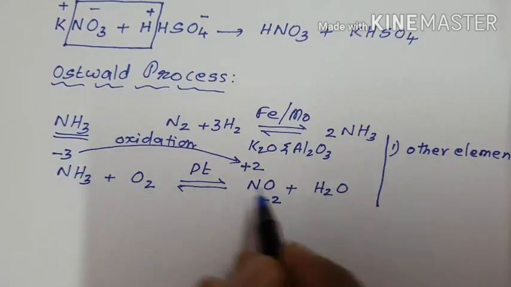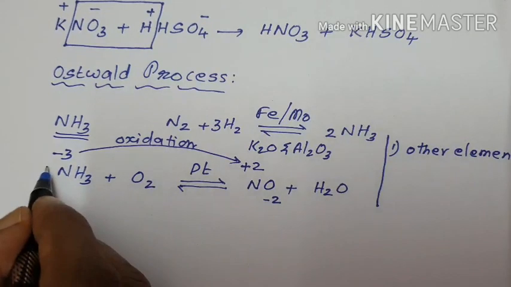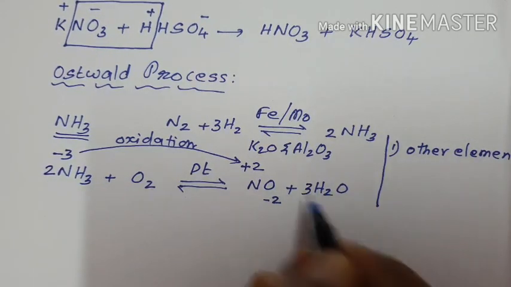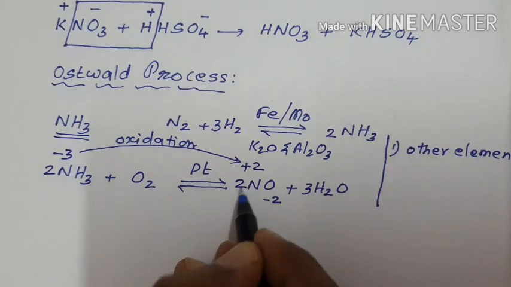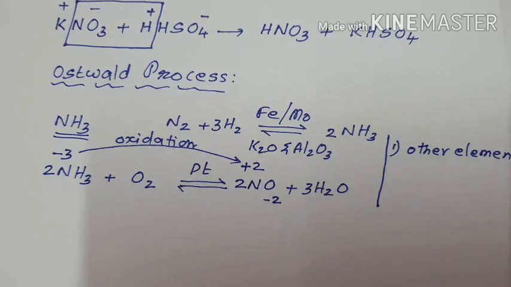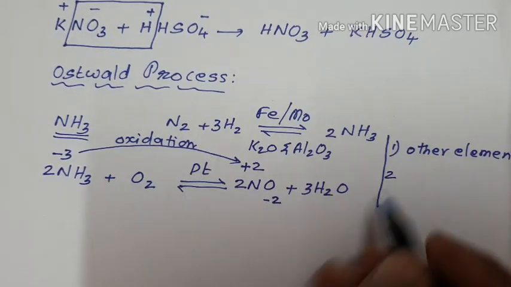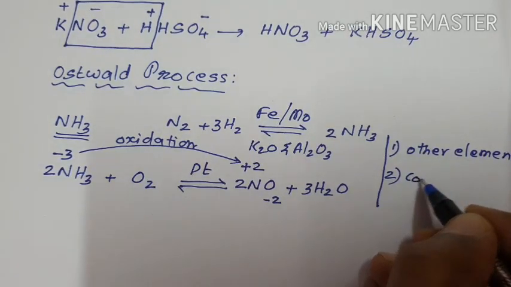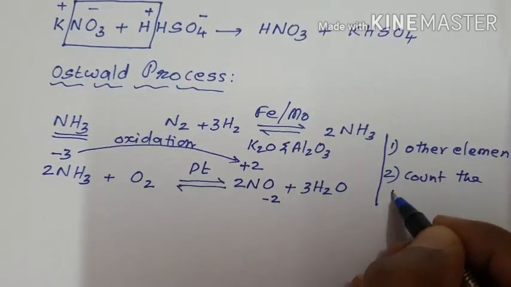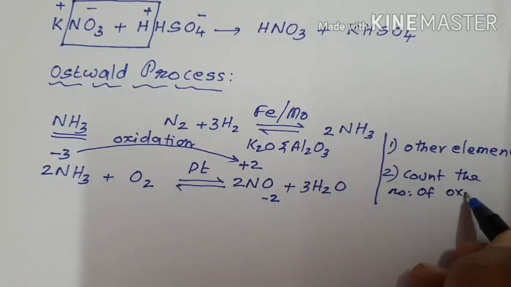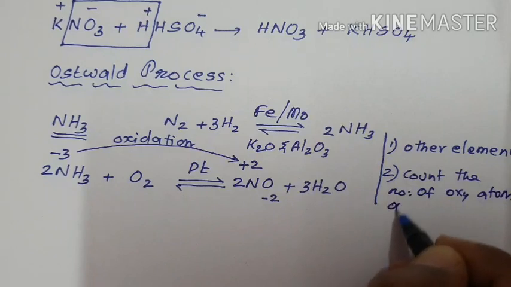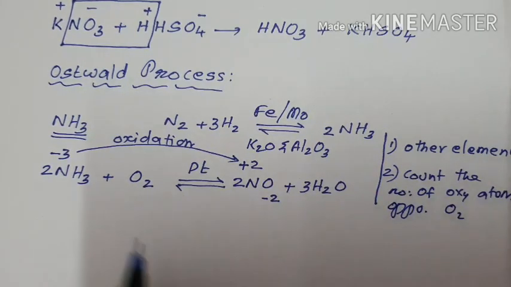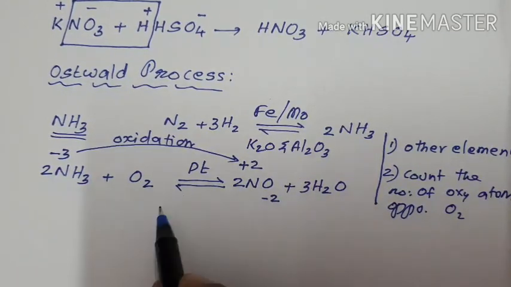3 hydrogen, 2 hydrogen: odd number, even number. Put the even number in front of the odd one, and the odd in front of the even one. Hydrogen is balanced. 2 nitrogen, 2 nitrogen. Nitrogen is also balanced. Now second step, count the number of oxygen atoms opposite to the O2, on the side opposite to where the molecular oxygen is. 5 oxygen. So on the left hand side also we require 5 oxygen. Here there is no oxygen.